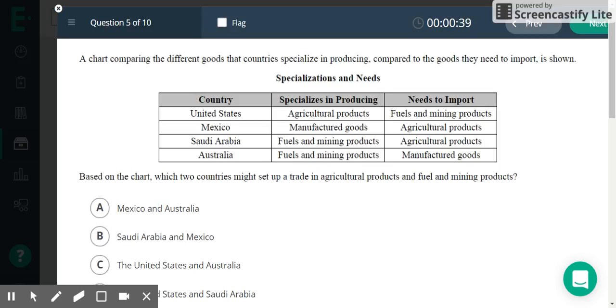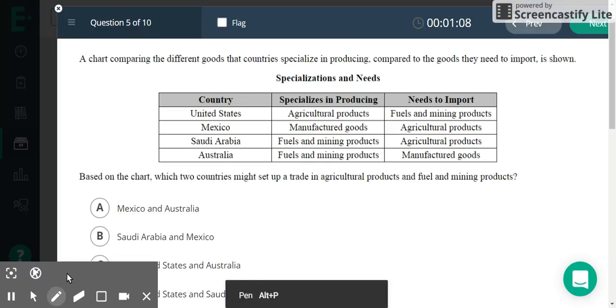Continuing on with that Edulastic assignment, reviewing here. Looking at this question, we've done similar ones like this before with the economics unit, but the question says, based on the chart, which two countries might set up a trade with agricultural products and fuel and mining products? So when you get that, those are the key words you should be looking for here.